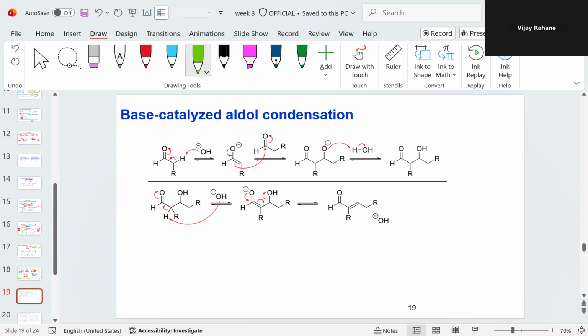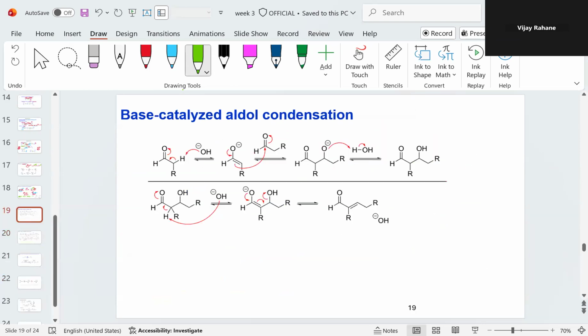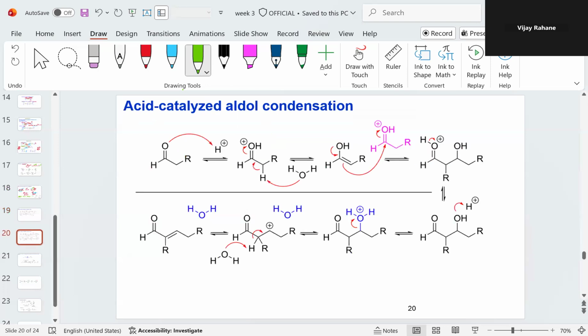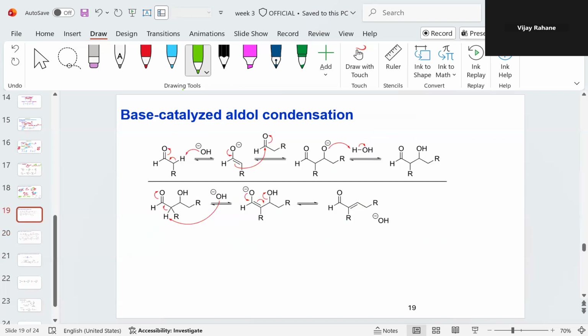Then another reaction is the aldol condensation reaction, and basically there are two different types of aldol condensation: either base catalyzed aldol condensation or acid catalyzed aldol condensation reaction. Generally, both have a similar reaction mechanism, only the reagents differ. In the base catalyzed aldol condensation, the base is used. So this base abstracts the proton.